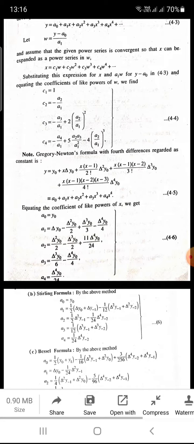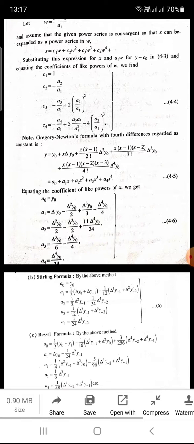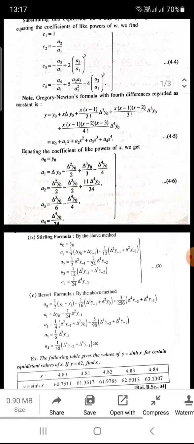Now Gregory-Newton's formula with fourth differences regarded as constant is y is equal to y0 plus x delta y0 plus x into (x minus 1) upon factorial 2 delta square y0 plus x into (x minus 1) into (x minus 2) upon factorial 3 delta cube y0 plus x into (x minus 1) into (x minus 2) into (x minus 3) upon factorial 4 delta 4 y0.